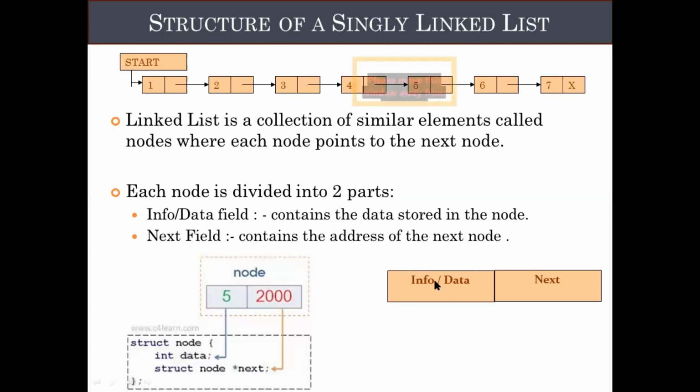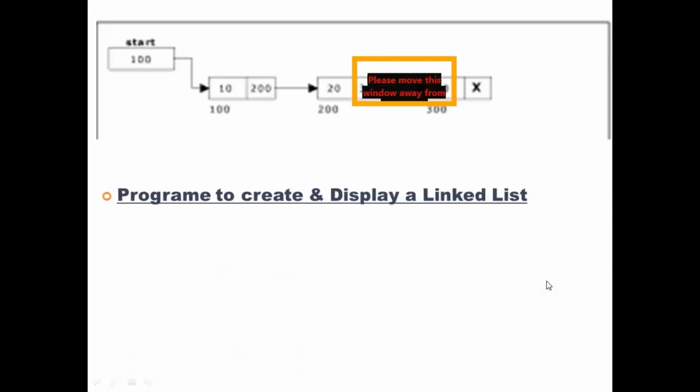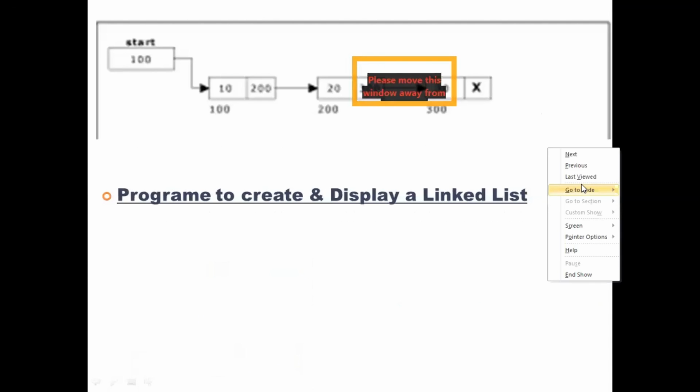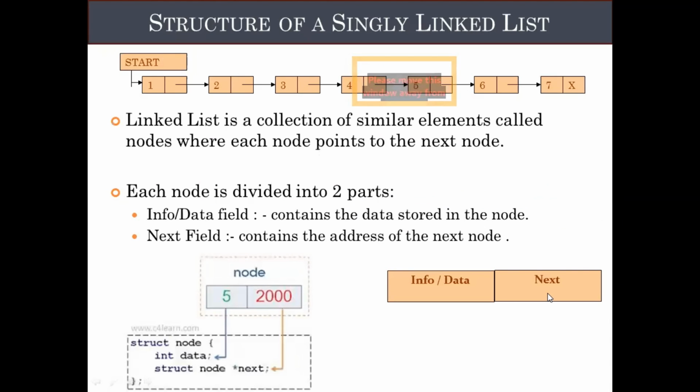Okay. See, this is the diagram of a node. Now, it has two parts. This first part is known as the information or data part, which contains the data that has to be stored in the node. And the second part, this next part, is used to store the address of the next node, because in case of linked list, each node contains the address of the next node. Okay, so this part of the node contains the address of the next node.